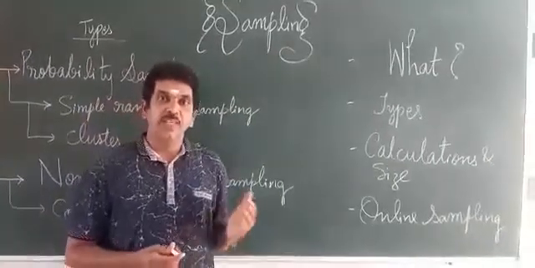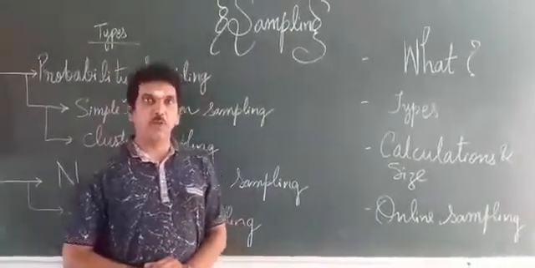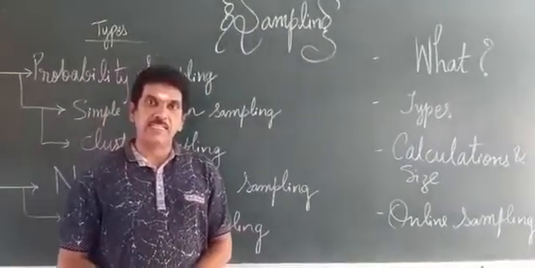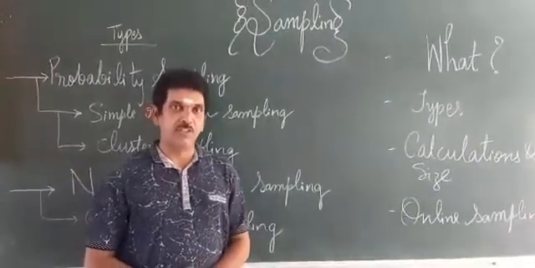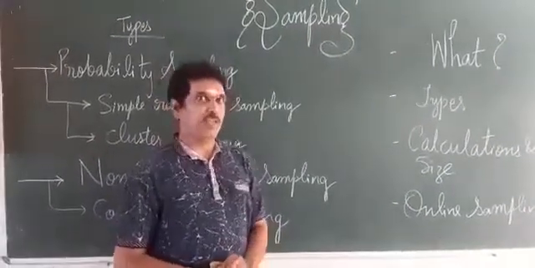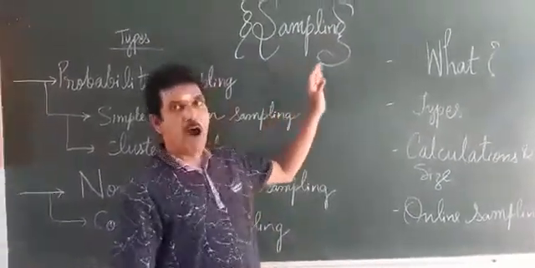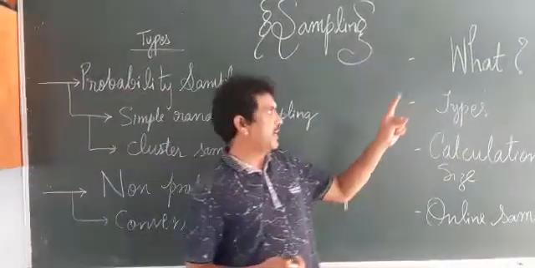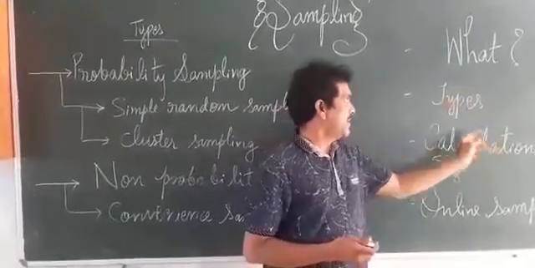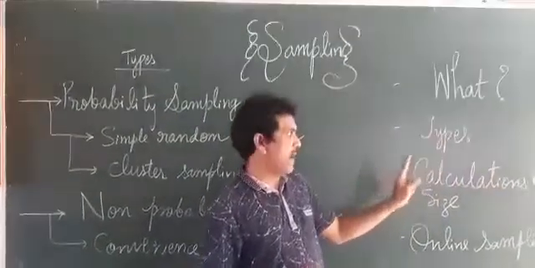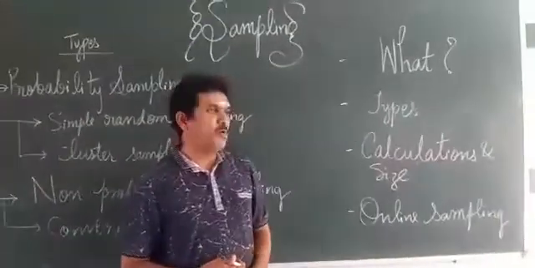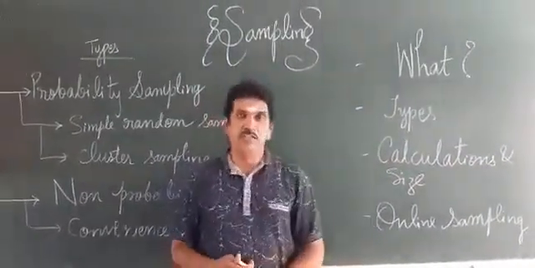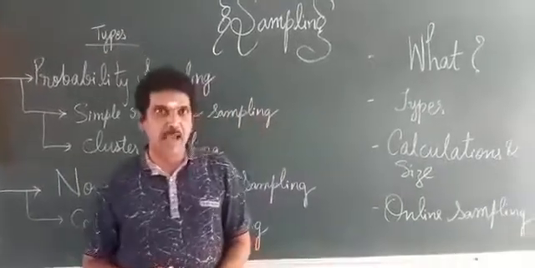Well, in this class, we are going to learn further the fourth unit, that is research methodology. Today's topic is all about sampling. Now in this, we have to understand what is sampling, what are the types of samplings, how sample size and calculations are made, and what is online sampling.